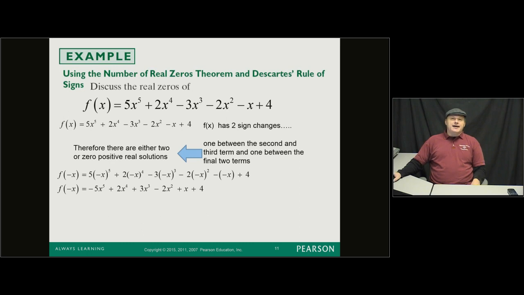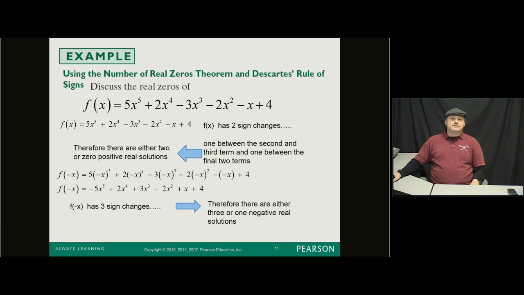And then you evaluate f of negative x, and it turns out to be negative 5x to the 5th plus 2x to the 4th plus 3x cubed minus 2x squared plus x plus 4. I want you to notice that when you evaluate f of negative x, only the odd degree terms will change signs. The even degree terms don't change sign. So the 5x to the 5th becomes a minus, the negative 3x cubed becomes a plus, and a minus x becomes a plus x. All the odd degree terms change signs, but the even degrees do not. Think about why that's the case. So f of negative x has 3 sign changes.